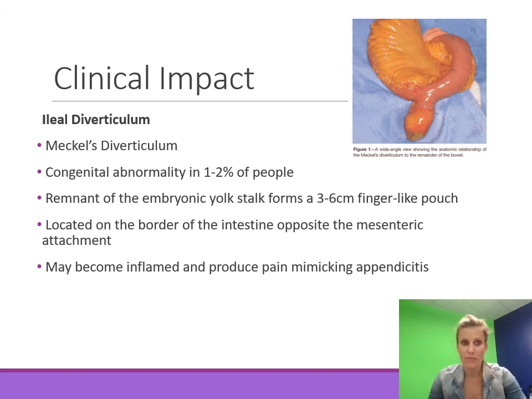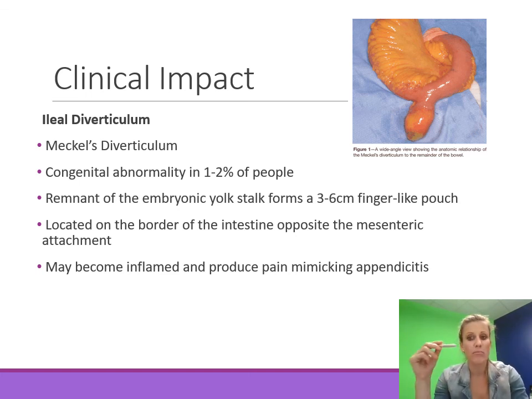Ileal diverticulum, also called Meckel's diverticulum, is a congenital abnormality that occurs in 1 to 2% of people, and it's a diverticulum that's present in the ileum. A diverticulum is a pouch, like a little outcropping that's not typically there. An ileal diverticulum, or Meckel's diverticulum, is a remnant of the embryonic yolk stalk that ends up forming a little 3 to 6 centimeter outcropping, or a little finger-like pouch that extends out of the ileum.